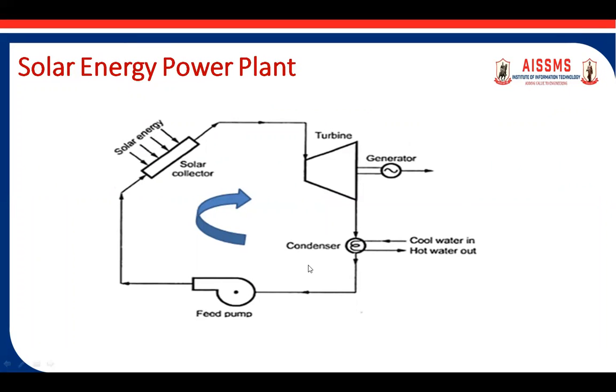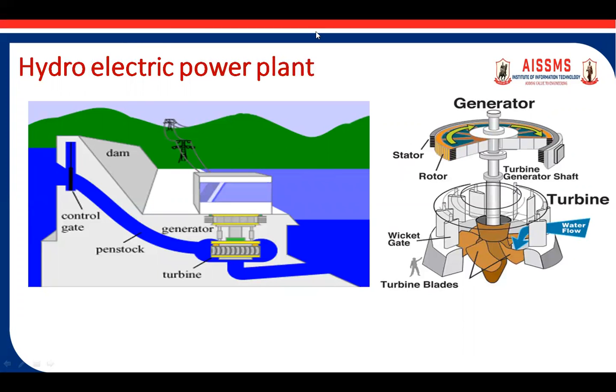So these are all the basic construction and working details of the solar energy power plant. Then the hydroelectric power plant. As you know, the main component of the hydroelectric power plant is the dam. Then gate control, penstock, generators, and the turbine are also there.